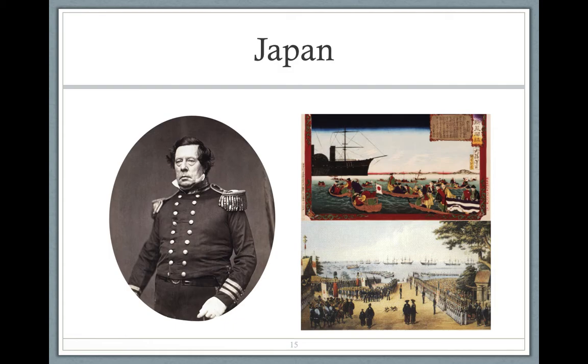Essentially, they view this as a veiled threat, knowing full well that the U.S. has way more than eight warships back at home. They referred to them coming into the harbor as the black ships of evil appearance, and they reluctantly agree to start trading with the United States.